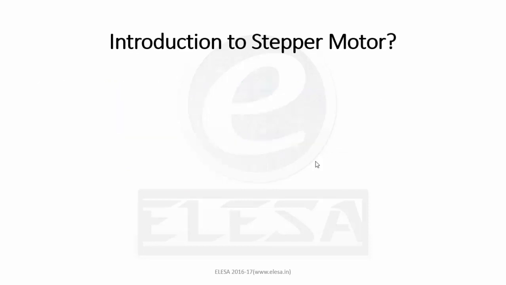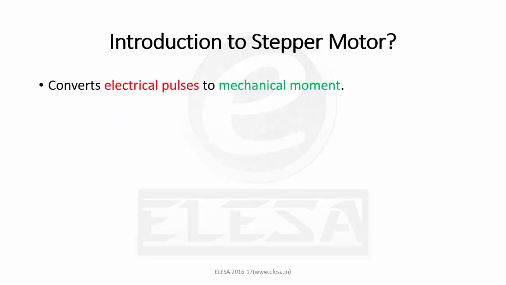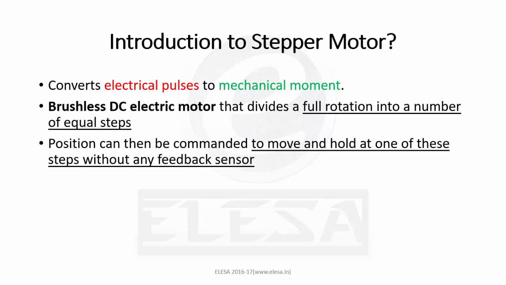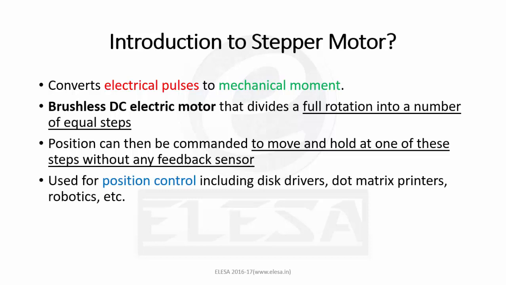So, what is stepper motor? Stepper motor is a device which converts electrical pulses into mechanical movement. It is a kind of DC electric motor that divides its full rotation into a number of equal steps. The position of the stepper motor can be commanded to move and hold at any one of these steps without any feedback sensor. It is used in a wide range of applications for position control, which includes disk drives, dot matrix printers, robotics, etc.